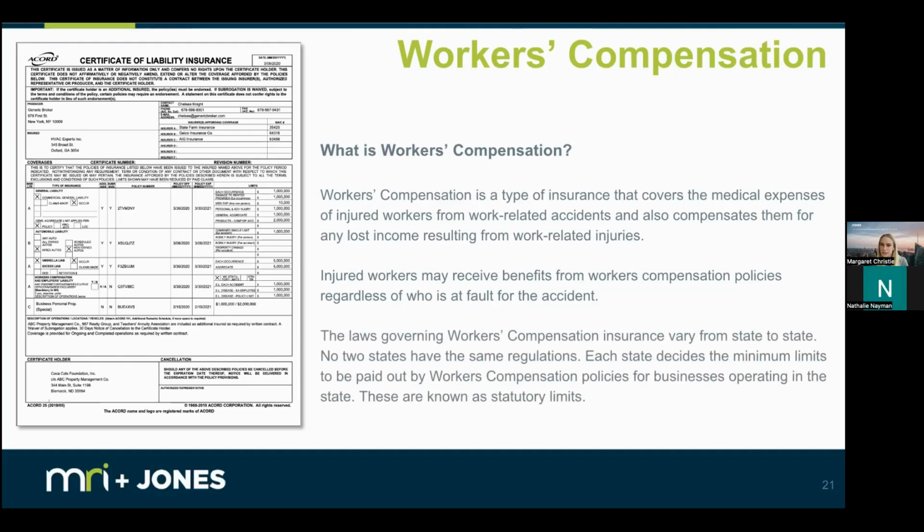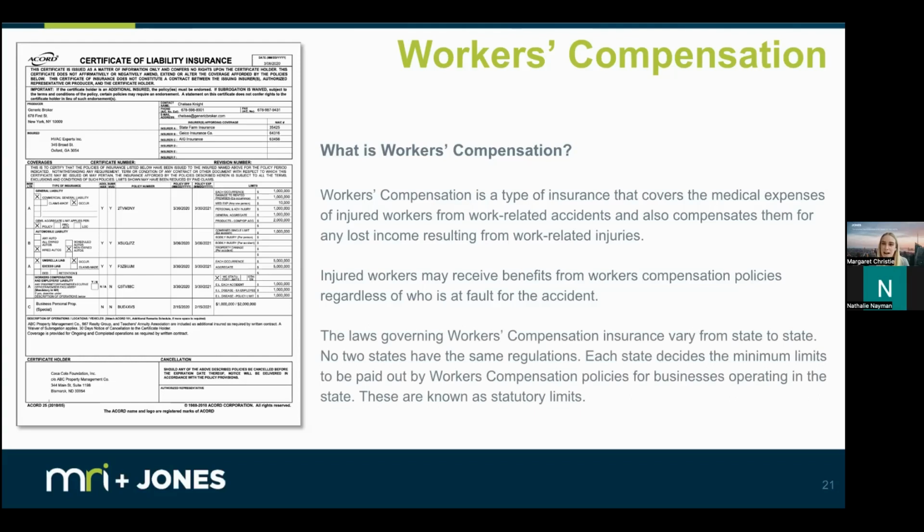Now, the funny thing about workers' compensation is that it's actually mandated by state law in many cases. So this does vary from state to state. There is one state that does not require there to be a workers' compensation policy. That one state is Texas. Of course, it's Texas. As a Texas native, I can say that. But that is a state that does not require statutory limits.